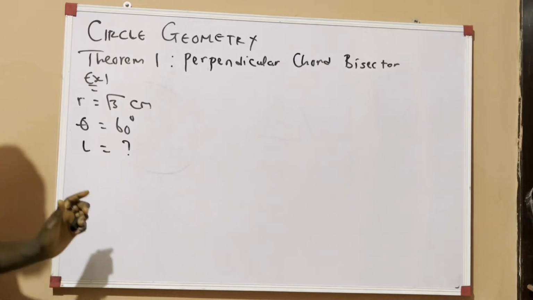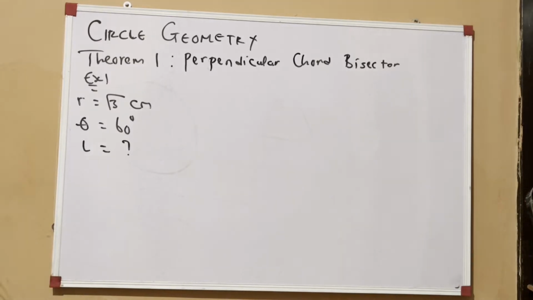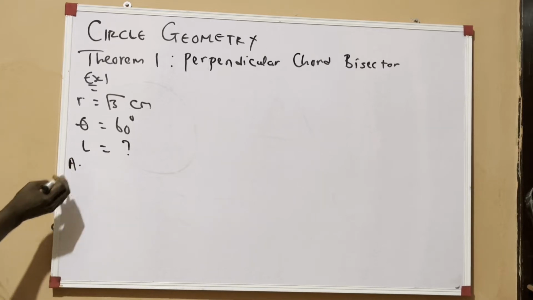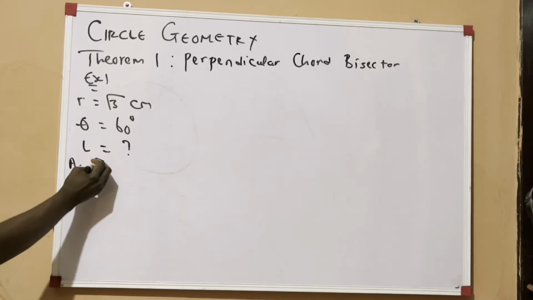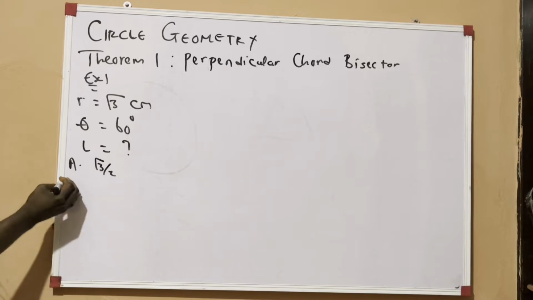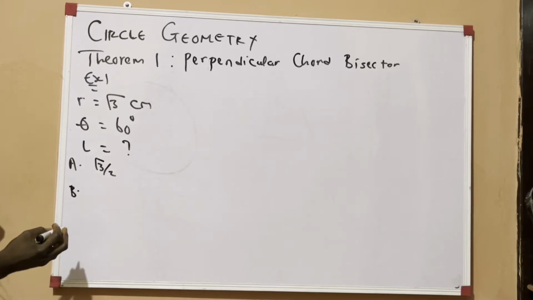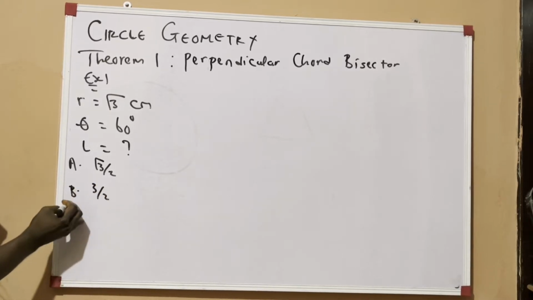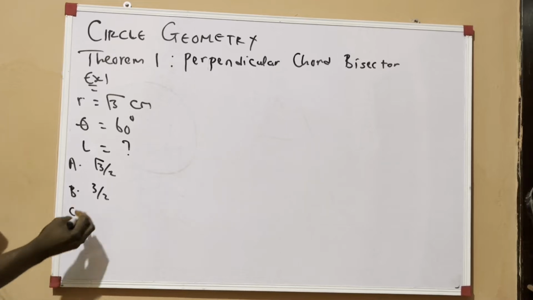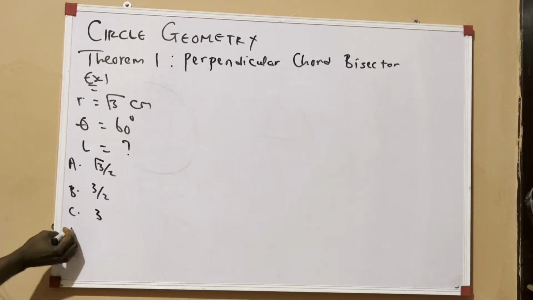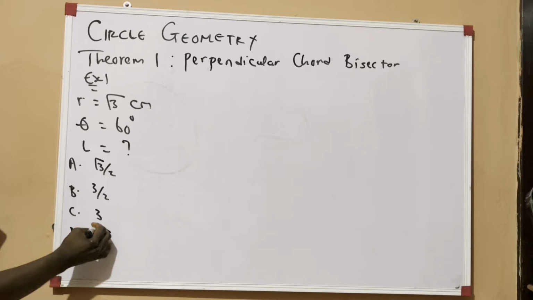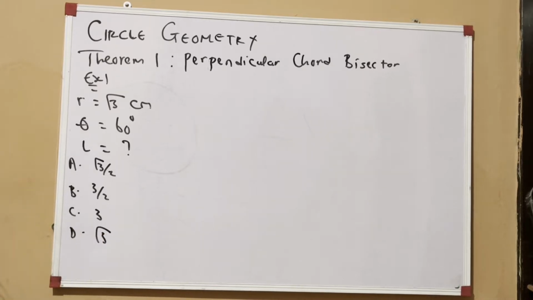Of course, the options given in the question were option A, √3/2. Option B was 3/2. Option C was 3. And option D was √3. Now, let us solve this problem.